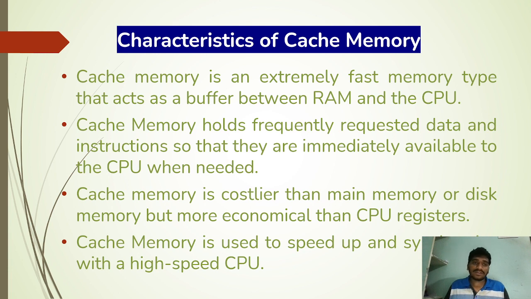The characteristics of the cache memory are: it contains the most frequently requested data or instructions, and it gives the data to the CPU when the CPU needs it. It is costlier than main memory or disk memory, but more economical than CPU registers. And it is also used to speed up and synchronize with the high-speed CPU.